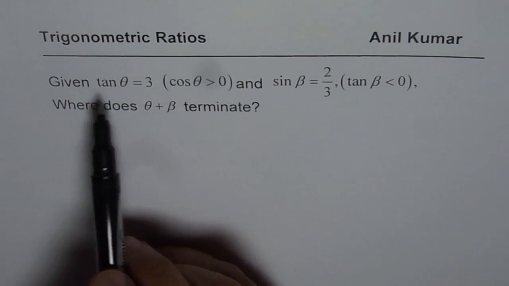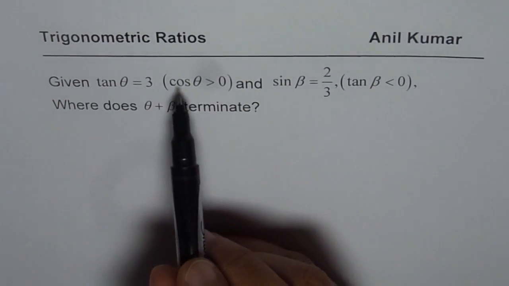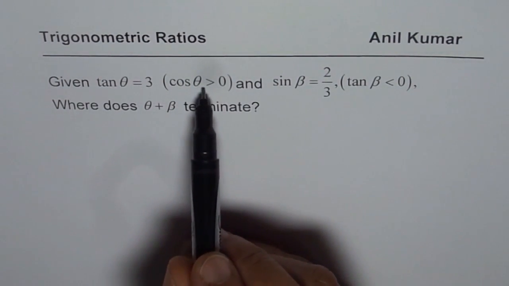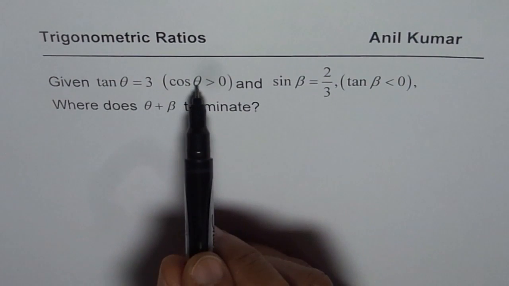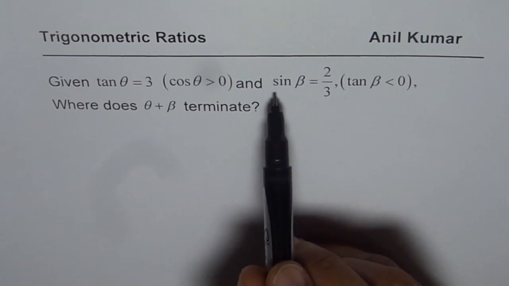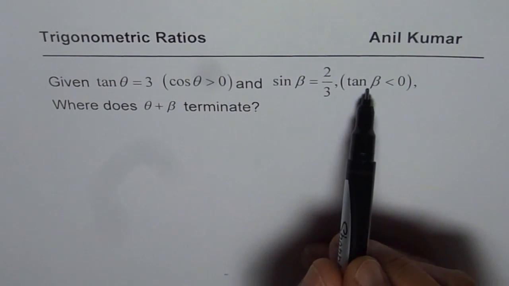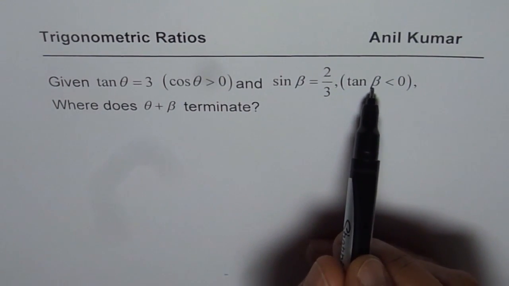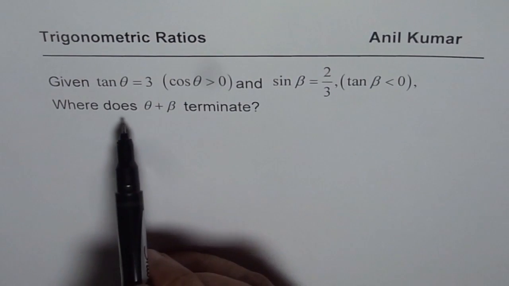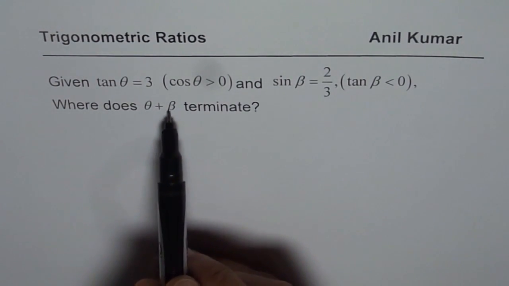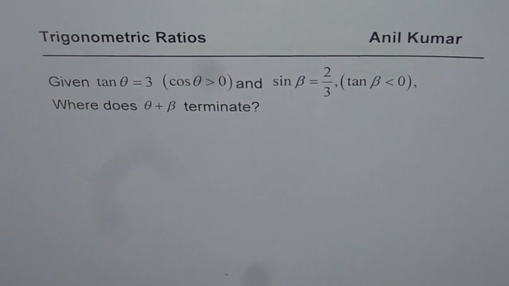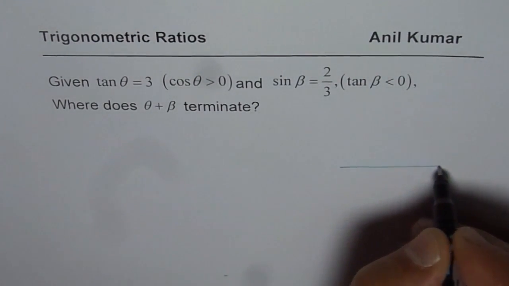We are given tan theta equals 3, where cosine theta is greater than 0. That means cosine theta is positive. And sine beta equals 2 over 3, where tan beta is less than 0. That means tan beta is negative. Where does theta plus beta terminate? So that is the question for us. Let's look into this question once again.